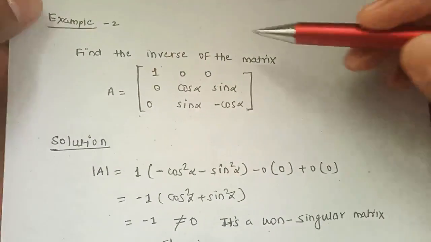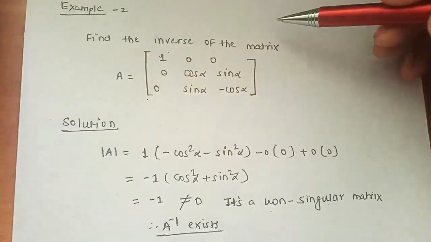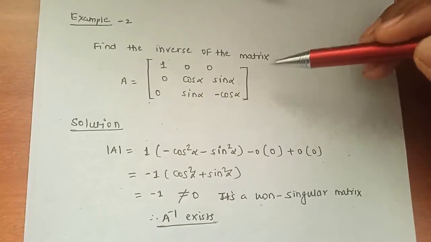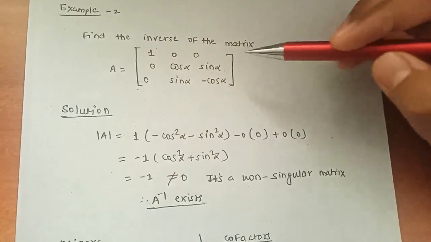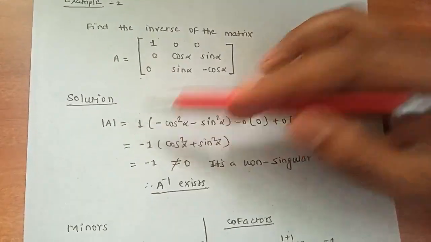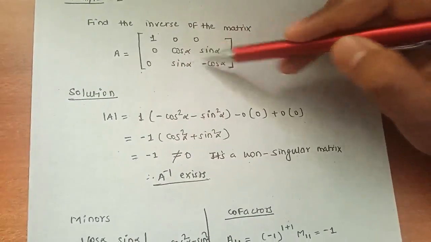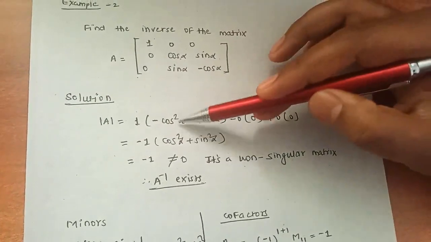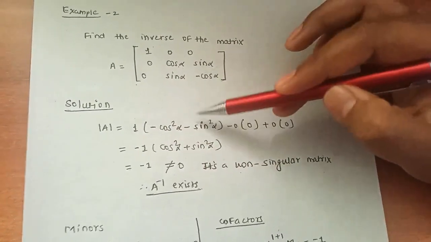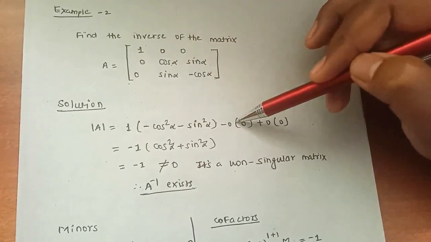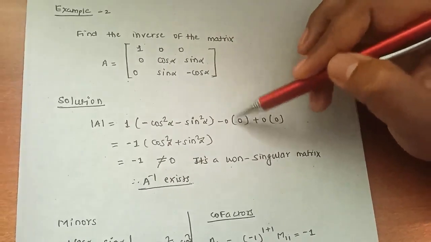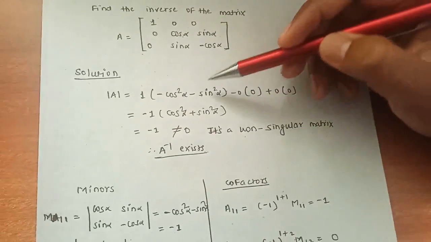See the second example, to find the inverse by using the formula, because the formula is A inverse is equal to adjoint of A upon determinant of A. So first we have to find the determinant of it. So 1 into bracket of this into this: cos alpha into minus cos alpha is minus cos square alpha, minus sin alpha into sin alpha is sin square alpha. This is plus 0, so minus 0. Anyway, it is not going to matter because 0 into 0 is 0. So this is going to be 0 completely.